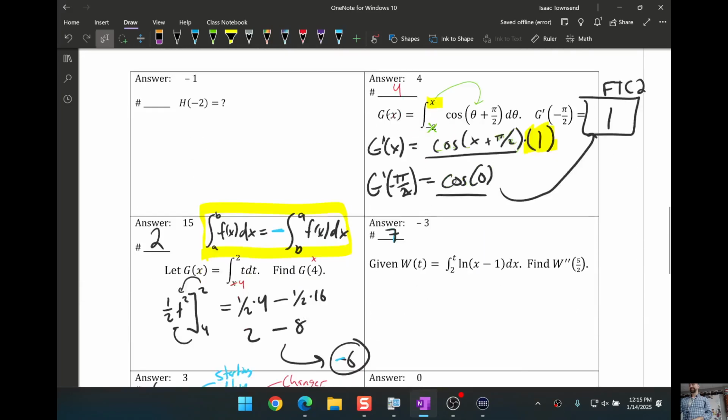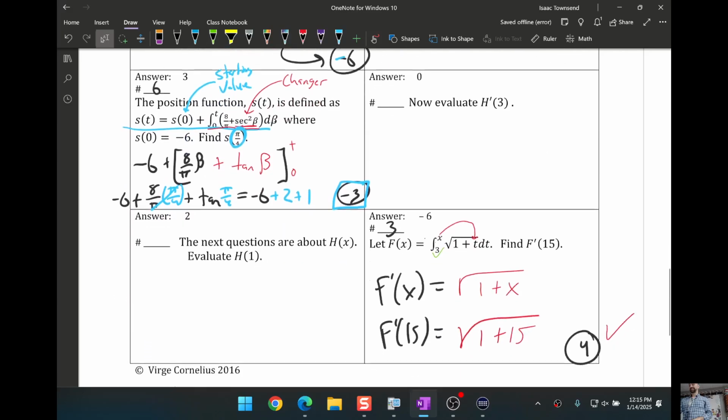It was 1. Mr. Townsend, did you see next Monday it's going to be 8 degrees outside?